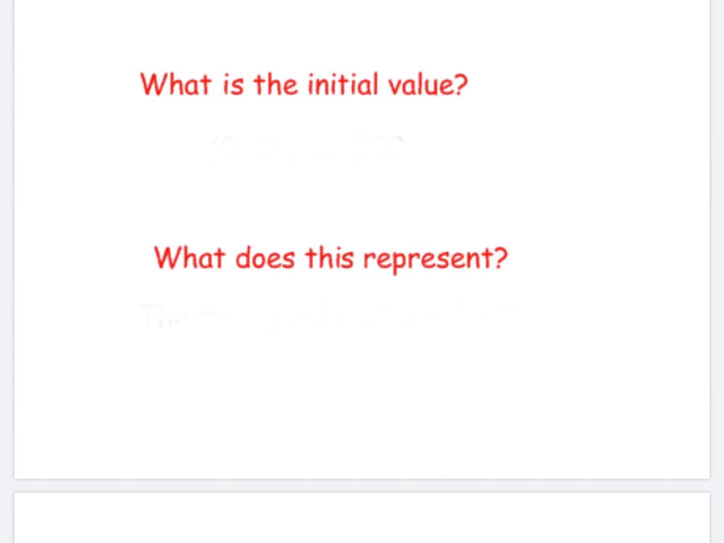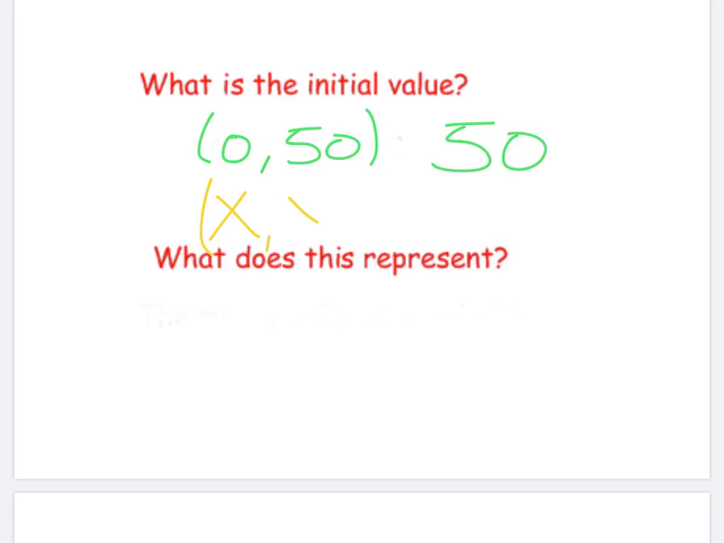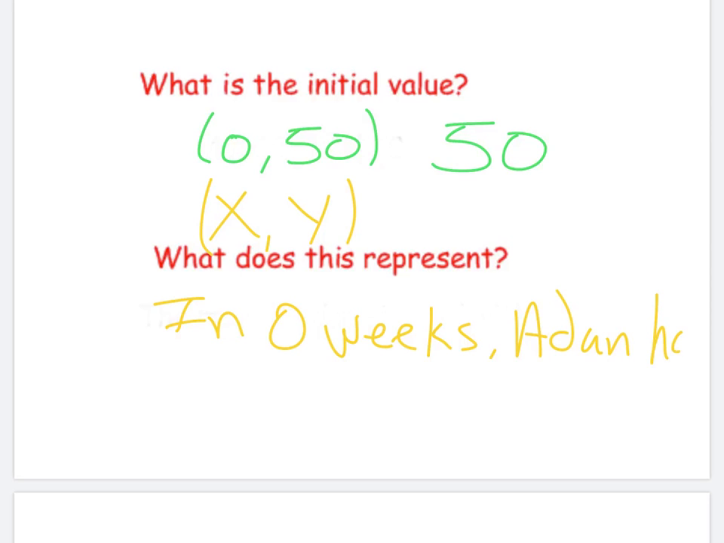The initial value is the point where it crosses the y-axis, or the y-intercept. That point was (0, 50). Or you could just tell me that it was 50. What does it represent? Well, remember that the first value in an ordered pair is the x, the second is the y. So what does a 0 represent? It represents in 0 weeks, because weeks is x, Aiden had $50, because 50 is the y and the y is the money.